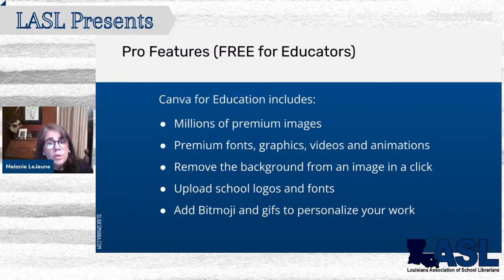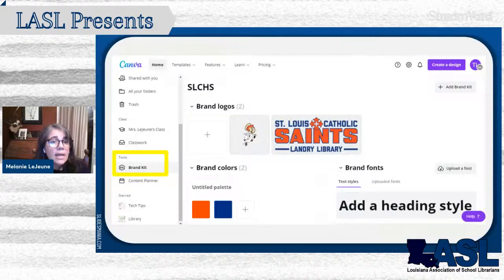One of the bullet points that I'll point out to you is the bullet point about uploading school logos and fonts. This has been a lifesaver to me. It's called a brand kit when you're in Canva for Education. And our school has a really strict visual identity. They want us to use the correct colors, the correct fonts and graphics. And so before, when I would create something in Word or PowerPoint, I would always have to go look up those colors because I didn't have them saved.